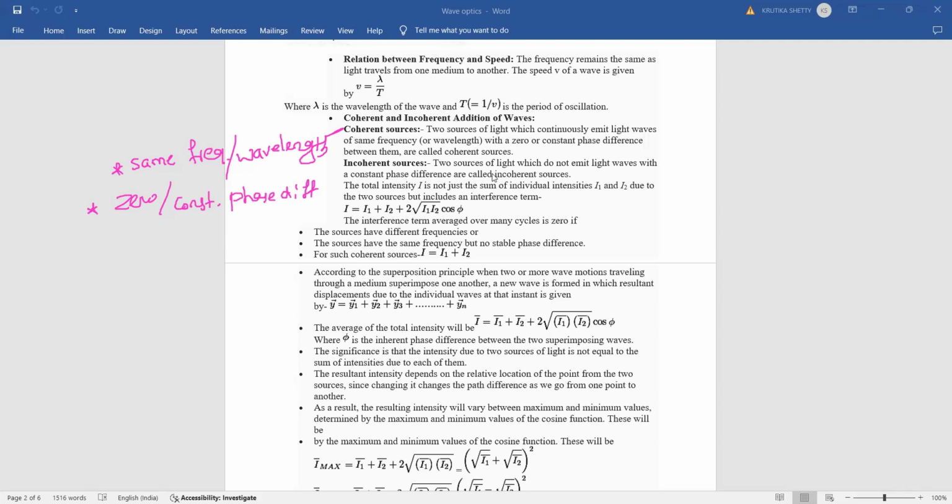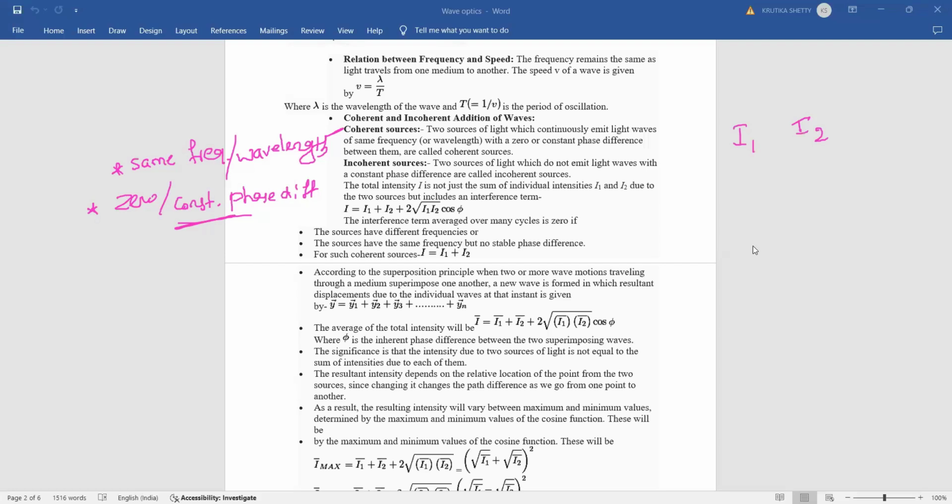Incoherent sources. Okay, so in case of incoherent sources, the light waves are having different intensities like I1 and I2. So, how can we find out the resultant intensity of these lights? For example, if you consider this incoherent source, this wave is having intensity I1 and this wave is having intensity I2. Then the resultant intensity of the two comes.